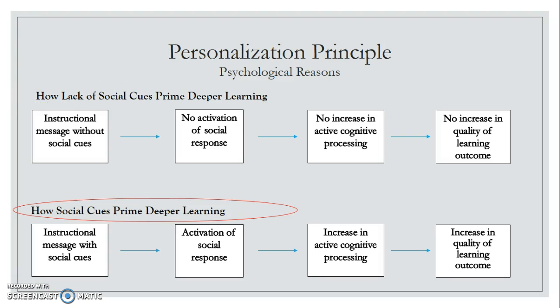Social cues with the use of conversational style. This would be if you used friendly and polite terminology as well as incorporated second-person narration. So you as the narrator would be in a conversation with the learner. As you can see, with social cues being present, it activates social response and cognitive processing and increases the quality of learning outcomes. Research has shown learners will work harder to understand the material if they feel they are in a conversation.